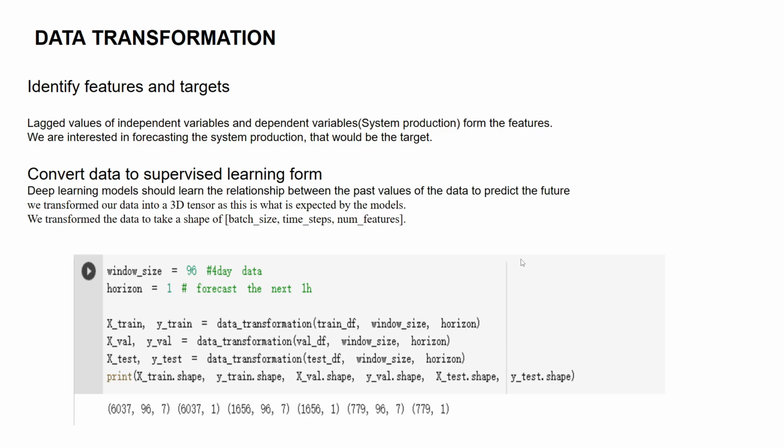We transformed our data into a 3D tensor of shape batch size, time steps, and number of features, where time step is the number of lagged values or window size. And in this project, we are going to be using 96 hours of lag values to predict the 97th hour, which is the next 1 hour. And you can see that when we did the train shape or the validation shape.